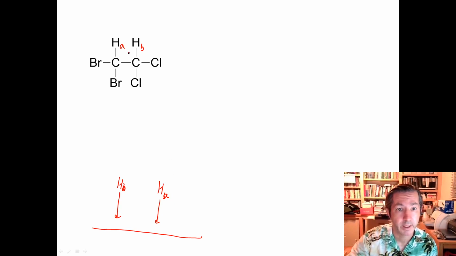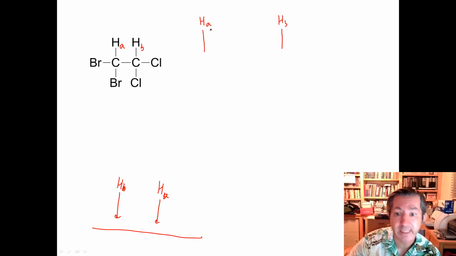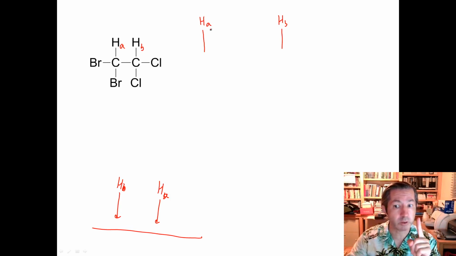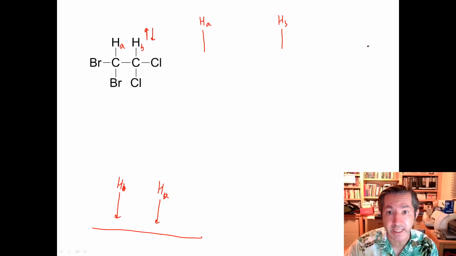Here's why. So here's what HA is going to see. So I'm going to draw what's called a splitting tree. HA gives you a signal. HB will give you a signal. HA sees the magnetic field from the instrument. It also sees another magnetic field. It sees the magnetic field from HB. HB could be spin up or spin down. So here's what HA sees.